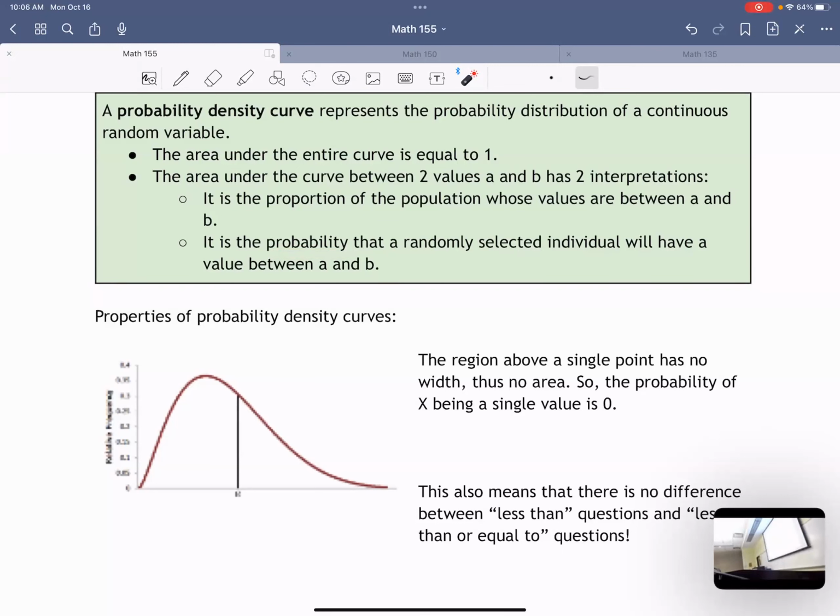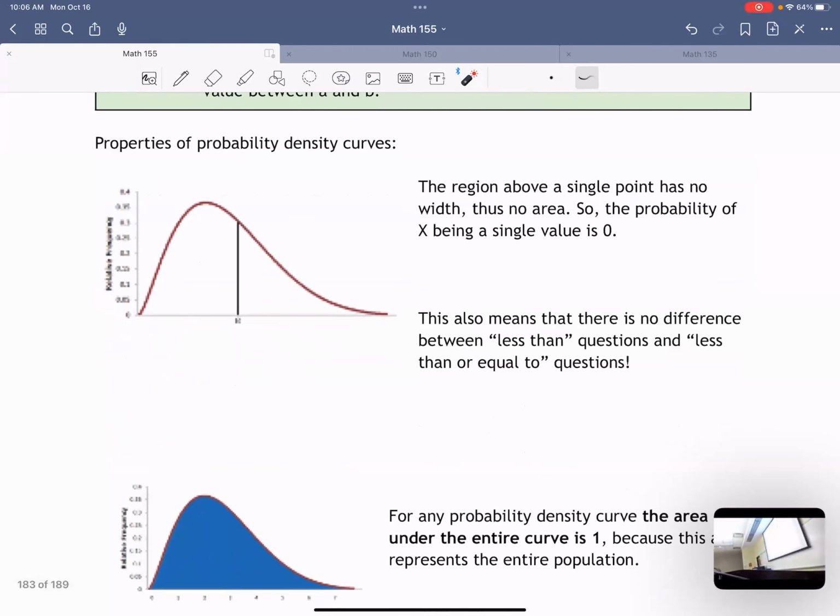So in this class, we're going to be given a lot of questions that ask you for the area, the proportion, or the probability. They all mean the same thing. So don't get confused when you see probability, proportion, area. They all mean the same thing, okay?